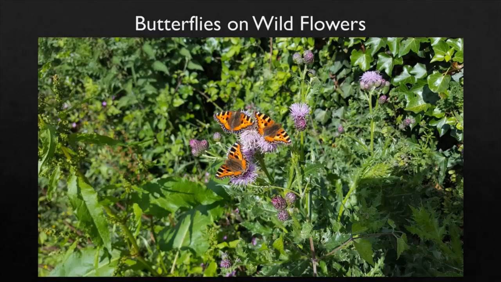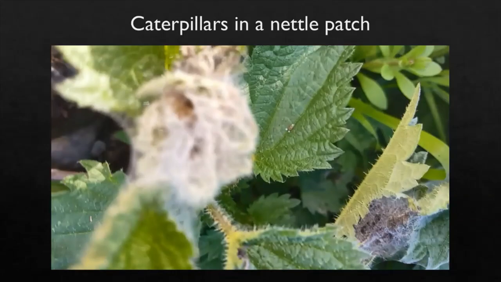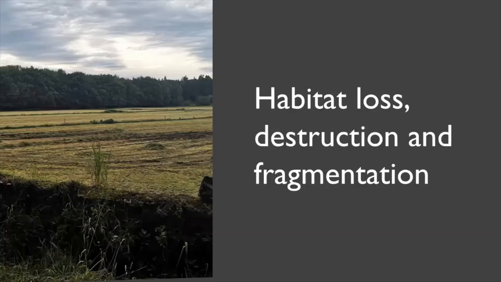As another example, the small tortoiseshell butterfly is a popular garden visitor that can be found in a wide variety of habitats, anywhere with suitable nectar-rich flowering plants, such as these creeping thistles. However, nettle patches are an essential part of this butterfly's habitat, as the common nettle and small nettle are the food plants of this species' caterpillars, and therefore necessary for completion of the species' life cycle and overall survival.